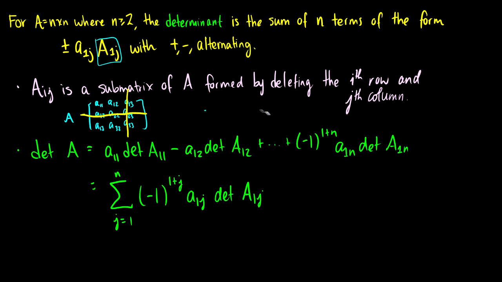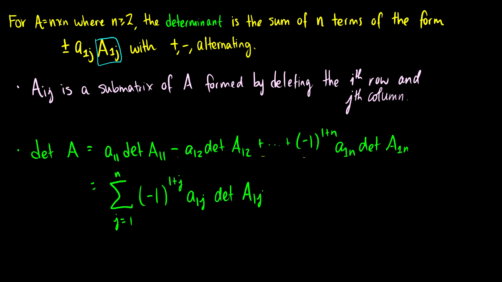With that being said, the full definition of the determinant is A11 determinant of A11 minus A12 determinant of A12, and we'll go all the way up to -1 to the 1 plus n, A1n determinant of A1n. Again, we have to alternate plus or minus between all of these. The sign depends on -1 to the power of 1 plus n. Our first one is positive, which means every second term has to be negative.